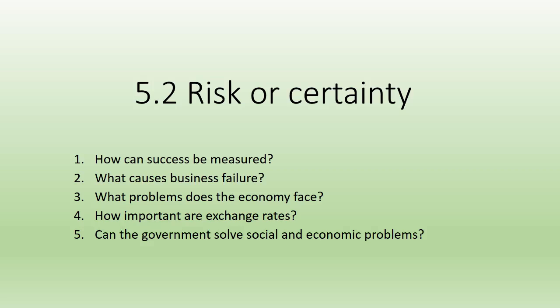So this is the revision video for topic area 5.2 based around risk and certainty. The topic looks at business success initially, then business failure and the causes of failure. Then it looks at problems which the economy might face, the importance of exchange rates, and then the government's role in solving social and economic problems through policy.